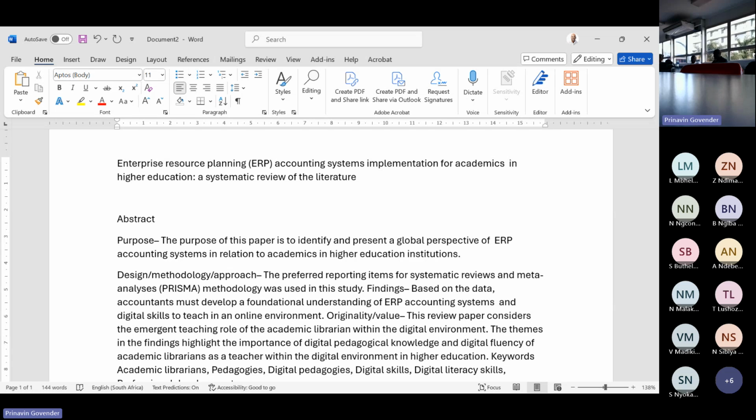We're talking about ERP. Are we talking about digital skills? No, let's take for granted that people know digital skills, right? Accounting systems. Are they teaching in an online environment? No. What would accounting students do? Maybe they need to do some accounting principles and auditing, right?